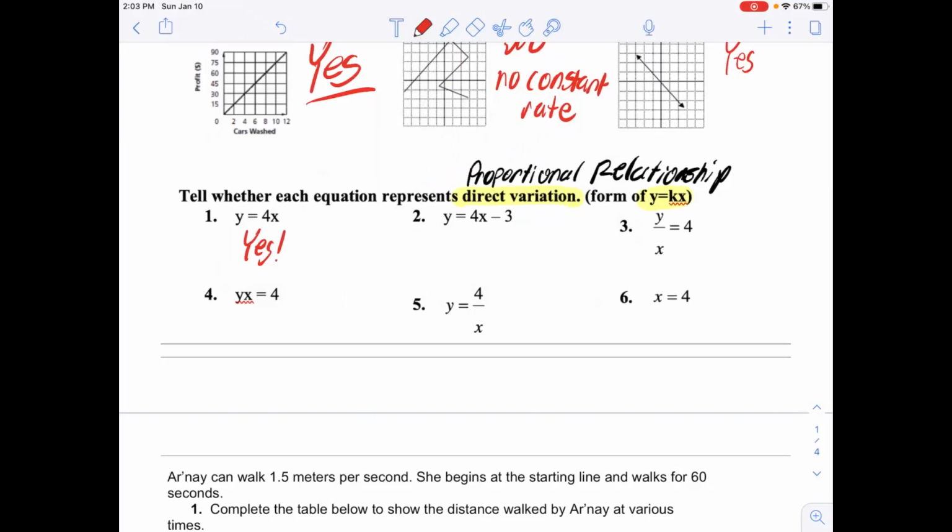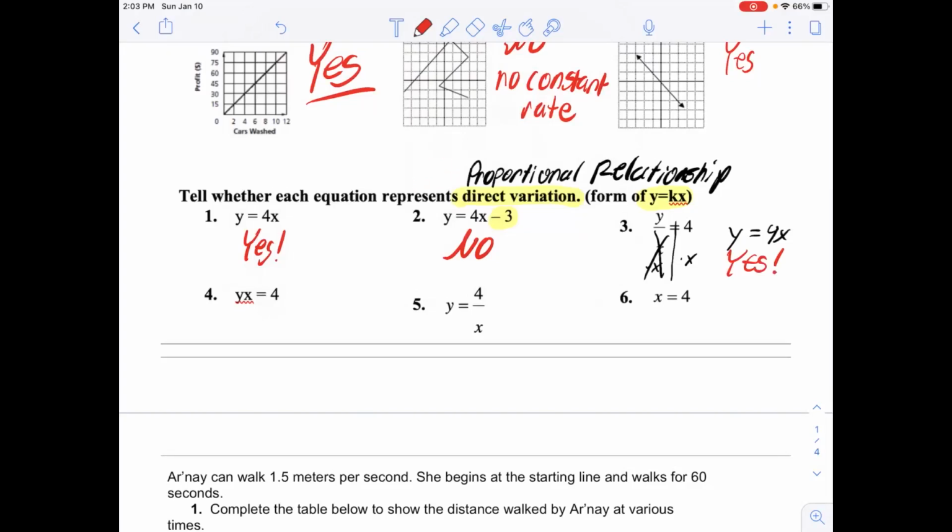Looking at the rest of these, y equals 4x minus 3. This minus 3 part is not in the form of a proportional relationship. So my answer here is no. Looking at number 3, y over x equals 4. Well, I don't like that y over x. That doesn't look nice. So I'm actually going to rewrite this. I'm going to multiply by x on each side. That gets rid of the divide by x. So now I have y equals 4x. Well, now this looks great. Now this looks exactly like a proportional relationship. So my answer is yes.